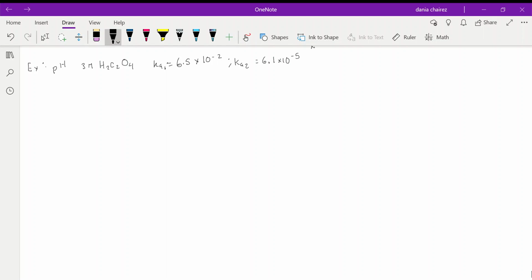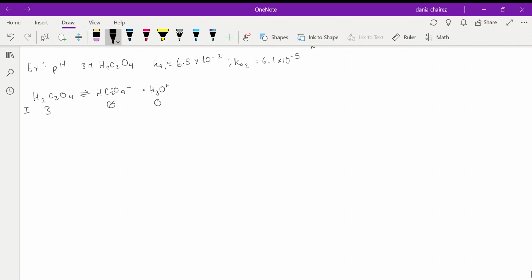So then we're going to write down our first equation, which is H2C2O4 yields HC2O4 minus plus H3O plus. And initially we have 3 molar. Okay, I forgot to put the water, so just assume it's there.